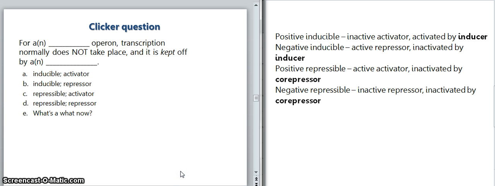Okay, another one. For a blank operon, transcription normally does not take place and it is kept off by a blank. If transcription normally does not take place, that makes it an inducible operon, and if it is kept off, that implies that it is maintained in an off position, so it needs to be a repressor that's doing that. So the answer is B.